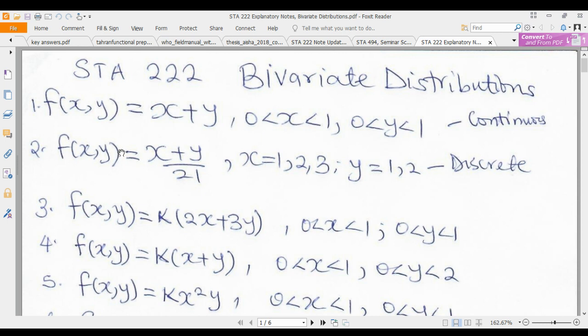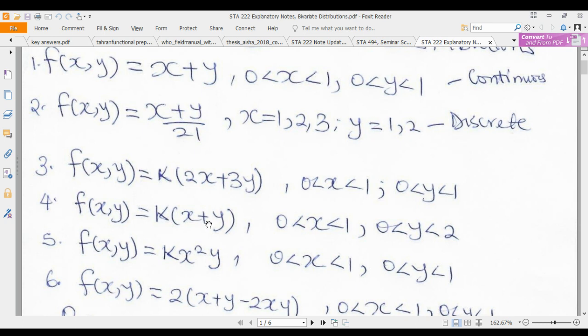The second distribution, f of xy is equal to x plus y all over 21, is an example of a discrete probability distribution, joint bivariate distribution, because the range of x and y are discrete. The third example, f of x comma y is equal to k into bracket 2x plus 3y, is also a continuous bivariate distribution. Now, the k is a constant.